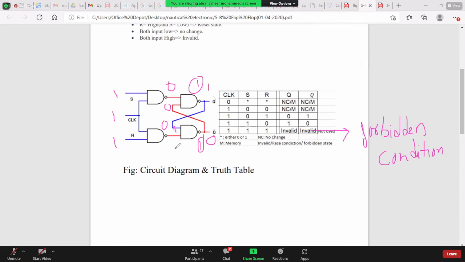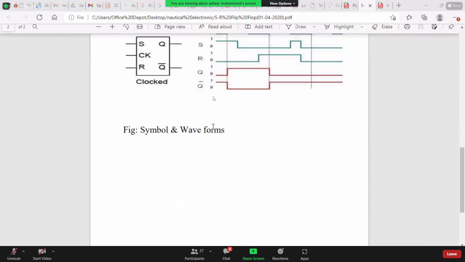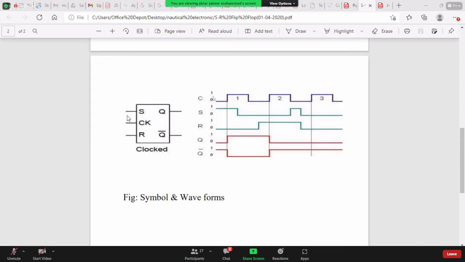Invalid or the forbidden condition. Here you can see the symbol and the waveforms for the SR flip-flop. S and R are the inputs, this is the clock, and Q and Q bar are the outputs. So during the first clock cycle, what is happening?